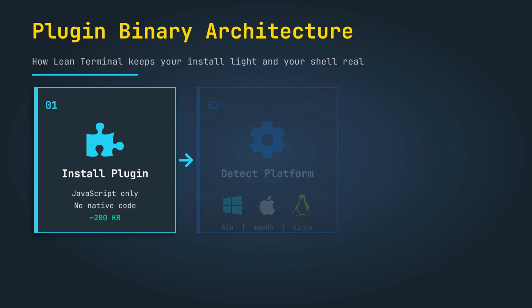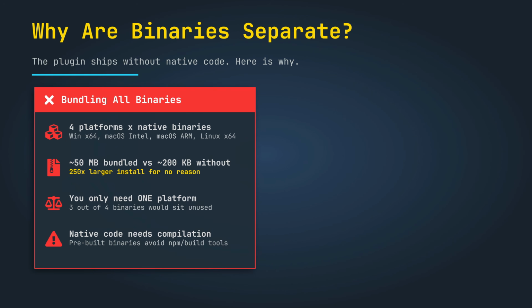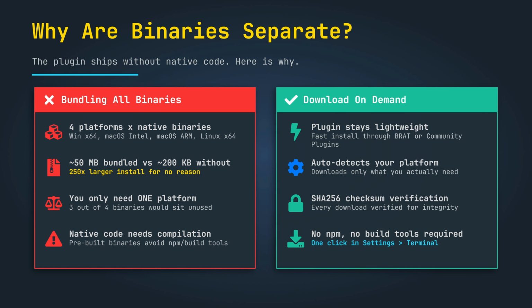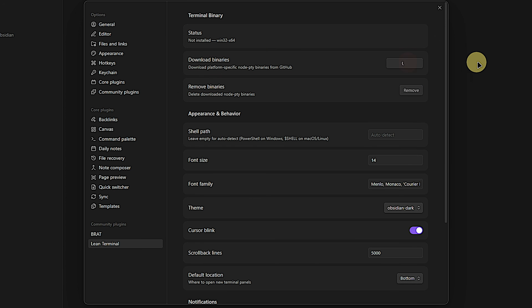Now, technically, the plugin is installed, but since the plugin requires binaries to interact with the local shell, and the binaries are different depending on your operating system, so Windows, macOS, or Linux, I did not include them, because I would have had to include all of them, which doesn't make much sense if you only need one version. So the first thing you need to do after installing it is to download these binaries.